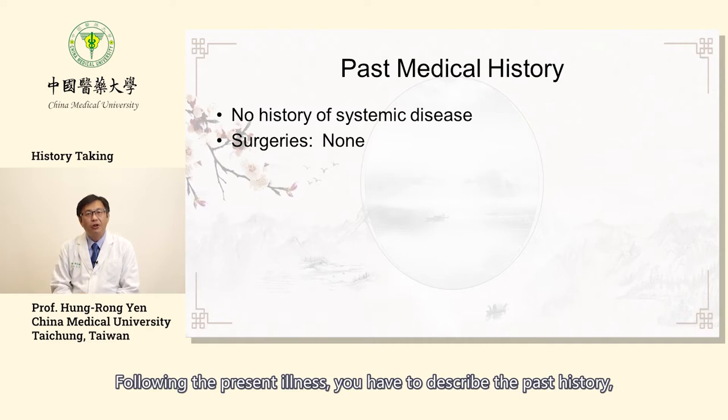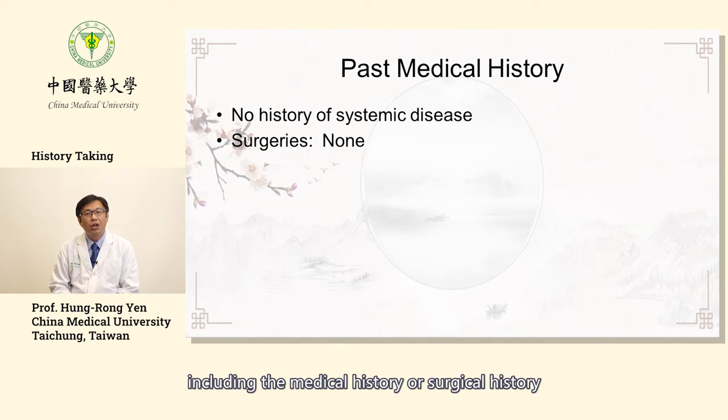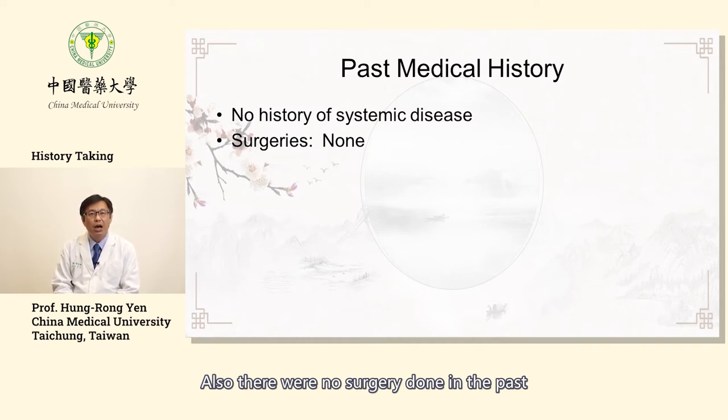Following the present illness, you have to describe the past history, including the medical history or surgical history. So the patient has denied a history of systemic diseases, and there was no surgery done in the past.